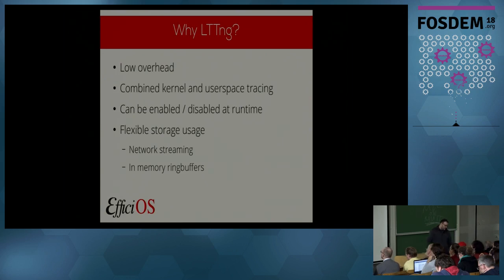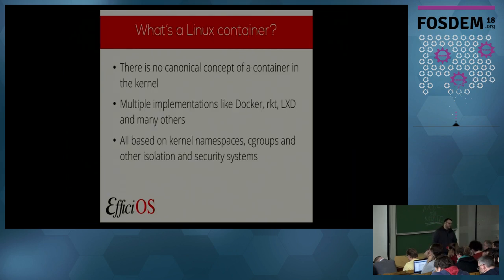And also, there's a lot of flexibility in how you store your traces. The default mode is to store them on disk. But if you have a diskless system or systems with low storage, the traces can be streamed over the network. They can also be written to memory ring buffers and only snapshotted when you need to get the actual data. So the system can be running a long while without using any storage, and then just when you need the actual trace, you can extract it from memory.